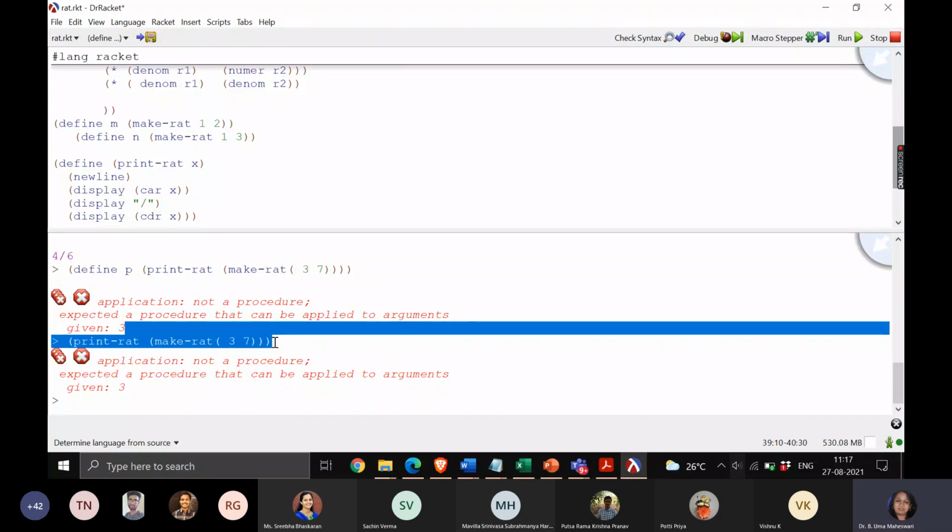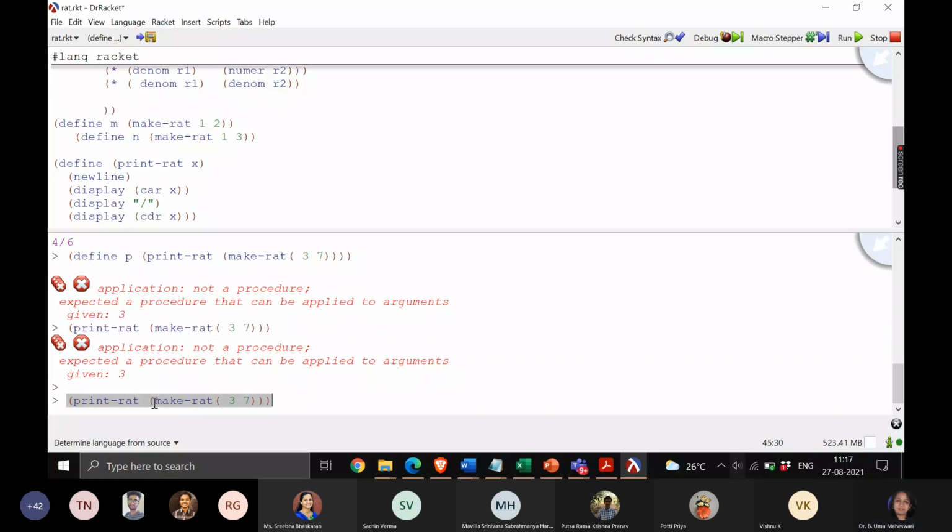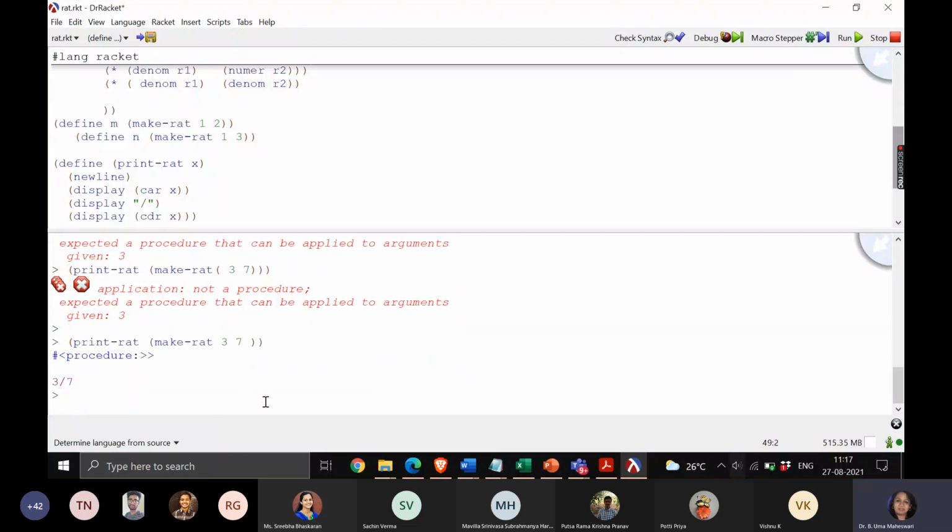Which one you are saying? Yeah, correct. So for the make rat, we have to pass 2 arguments. So 3 and 7. Now it will work, I think. Correct. So in a recursive way also, while making the pair, you can also display in the form of a rational number. Okay, fine.